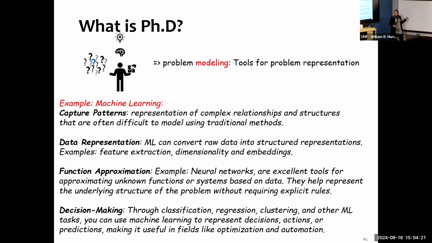So once we are done with data here, it's first set. Now we will be thinking also about the mathematical approximation that we may have. So another advanced level in machine learning is when we talk about the function approximation. And here we talk about the neural networks, because neural networks are learning from data. So from data, they are going to find some approximation for unknown functions or systems based on this data. And so they help represent the underlying structure of the problem without requiring explicit rules, okay?